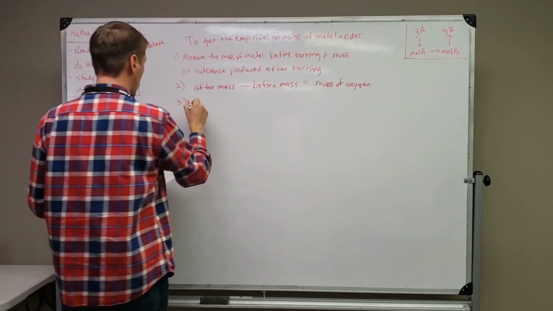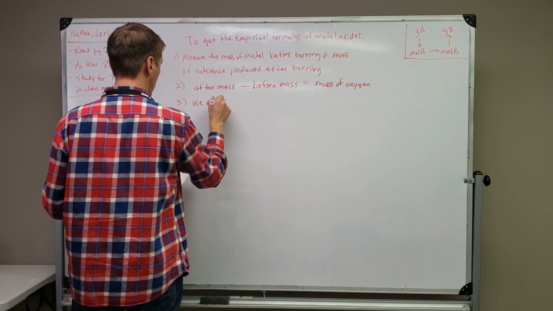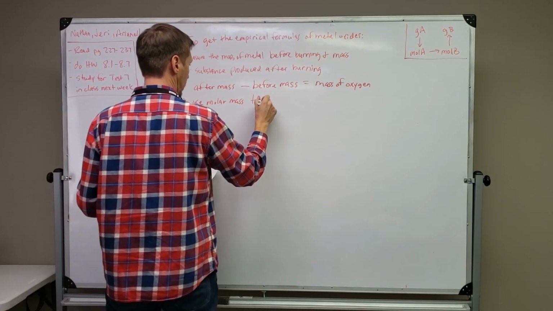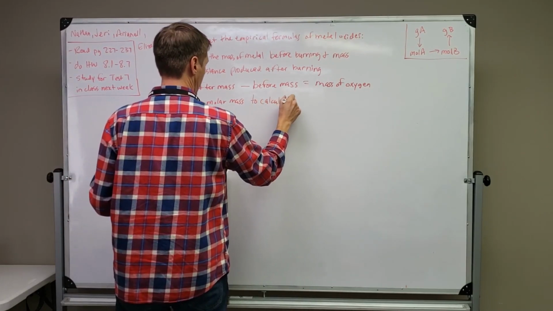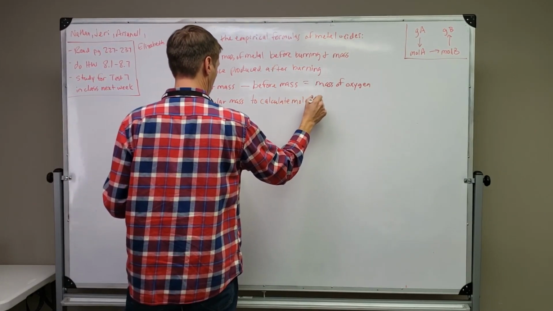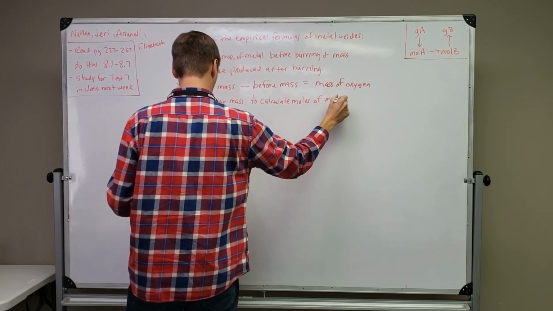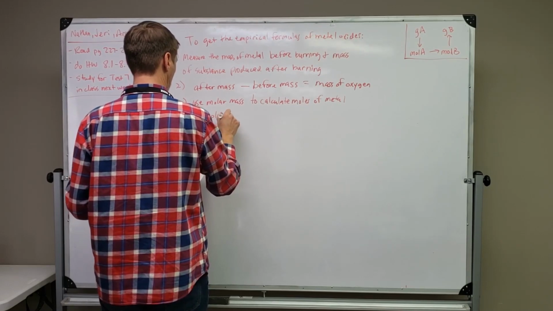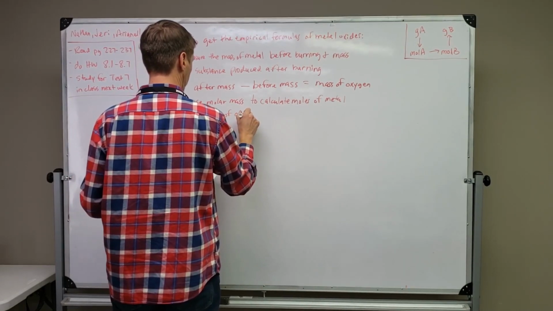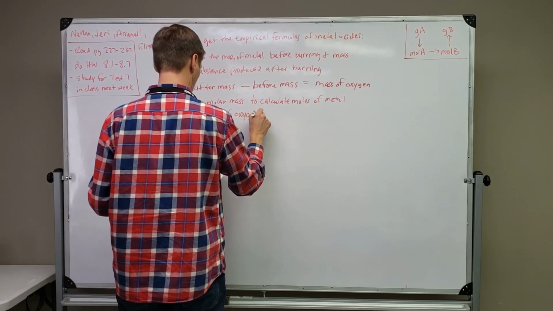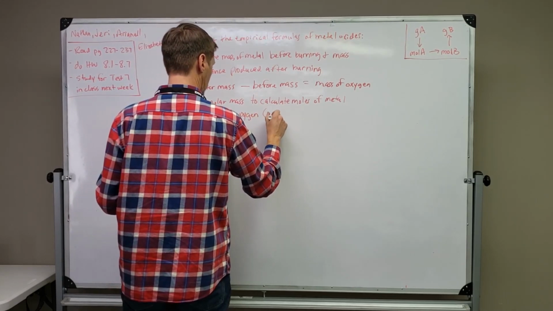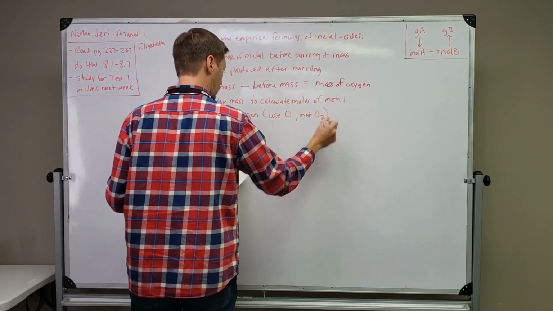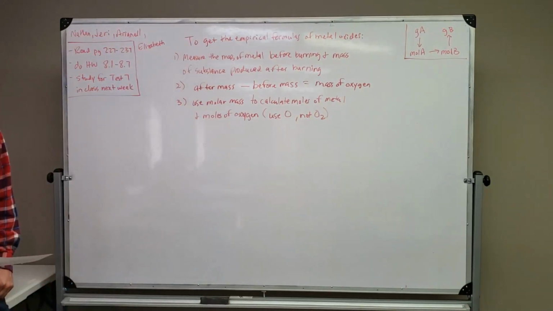Step number 3, use the molar mass to calculate moles of metal and moles of oxygen. And by the way, use O, not O2 when you do this. So remember what we're trying to do.